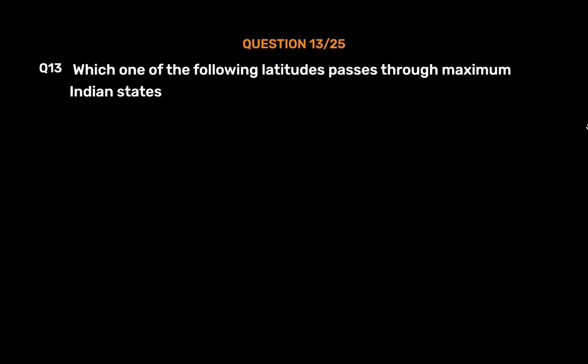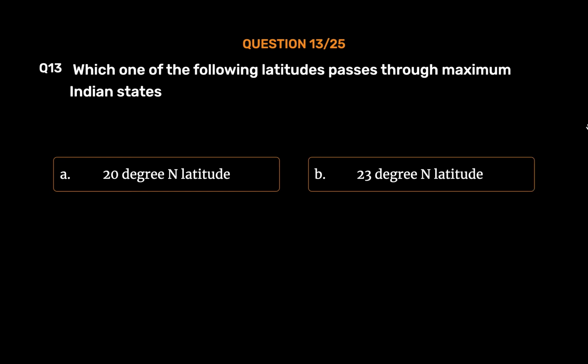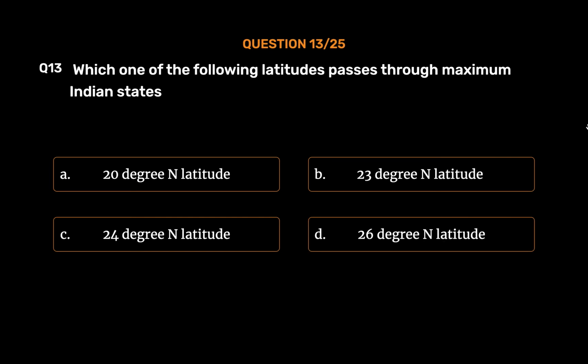Question number 13. Which one of the following latitudes passes through maximum Indian states? Option A. 20° N latitude. Option B. 23° N latitude. Option C. 24° N latitude. Option D. 26° N latitude. The correct answer is option B.